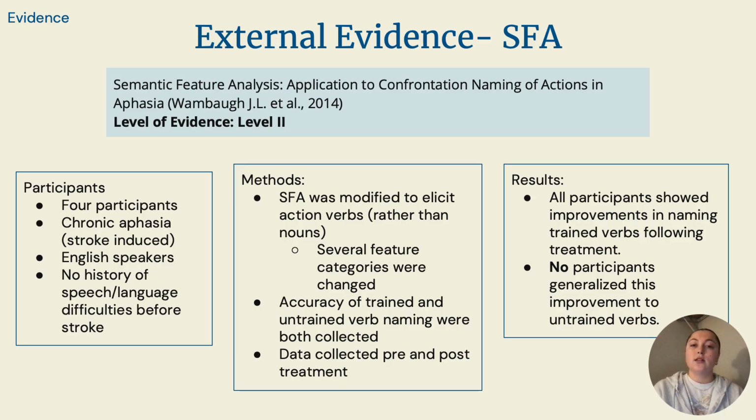This was basically done by changing several of the feature categories. The accuracy of trained and untrained verb naming both had data collected, both pre and post treatment. The results showed that all participants improved in naming trained verbs following this treatment, although no participants generalized this improvement into verbs that were not used in the study, or untrained verbs.